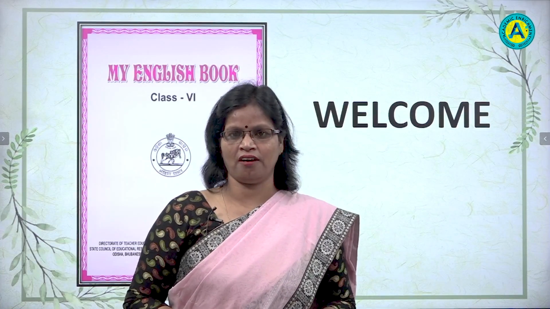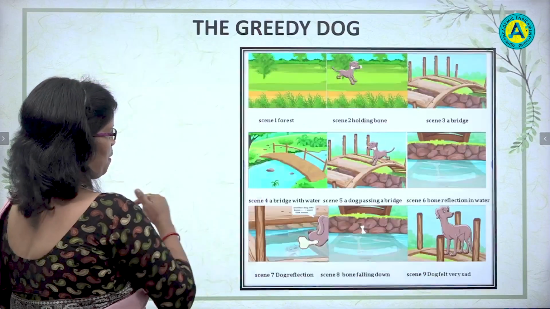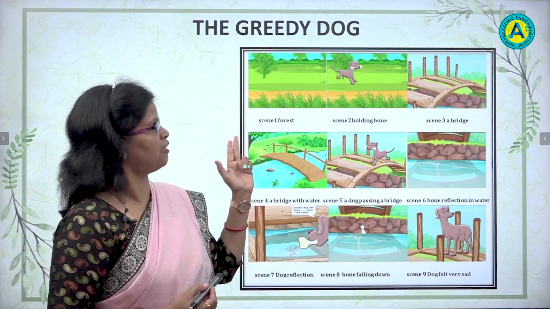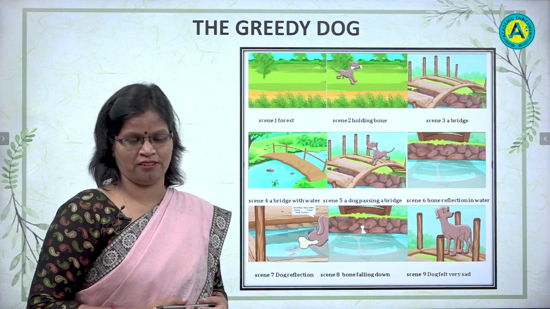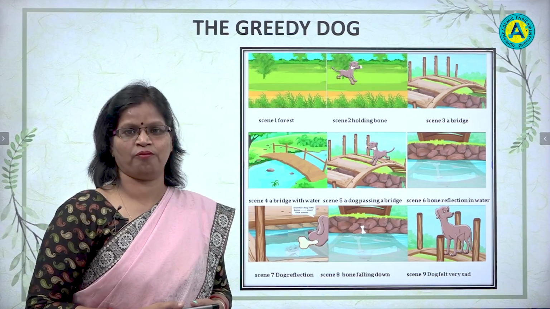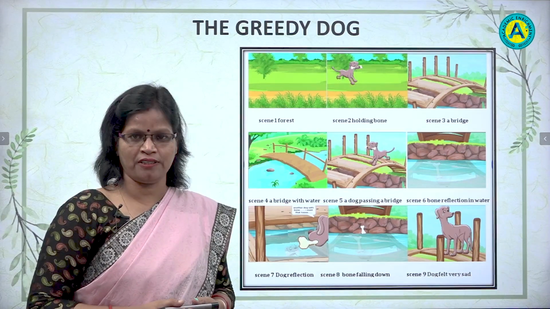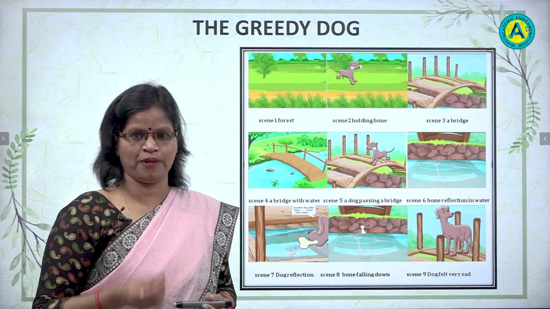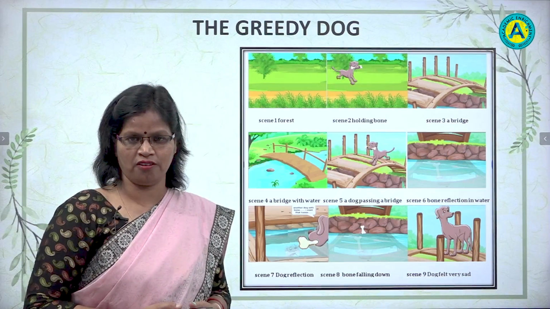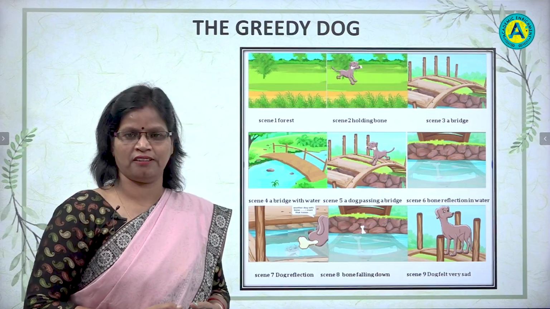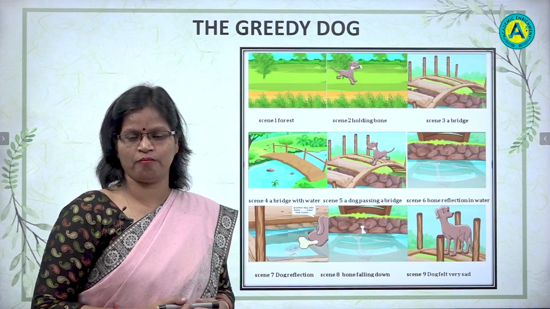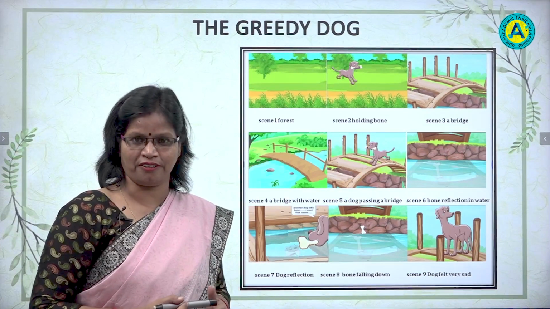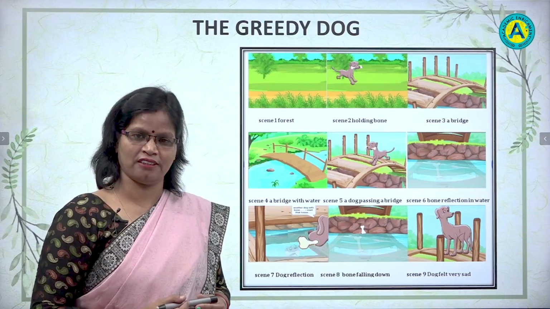Before starting the chapter, now let's listen to a short story. The name of the story is The Greedy Dog. Now look at this picture. I am telling you the story. Once there was a dog. One day the dog found a piece of bone in the forest. The dog picked up the bone and started to run towards its home. On the way, the dog crossed a bridge. Near that bridge, there was a stream full of water. The dog looked into the water and saw its own image in the water.